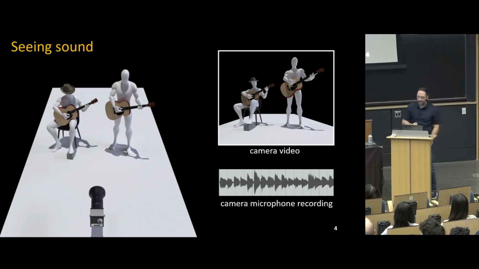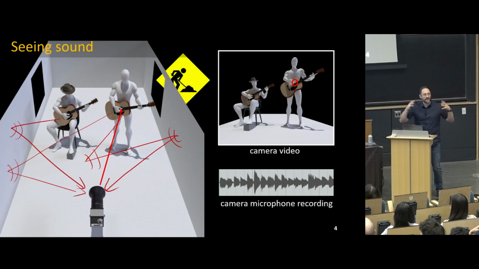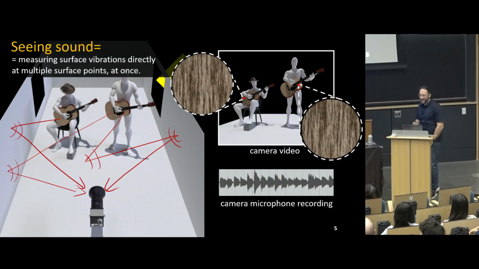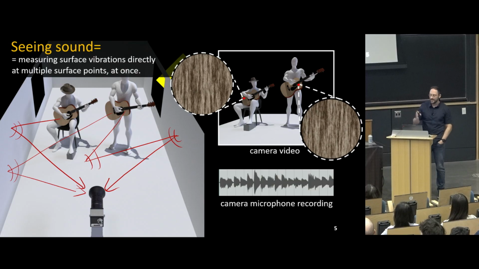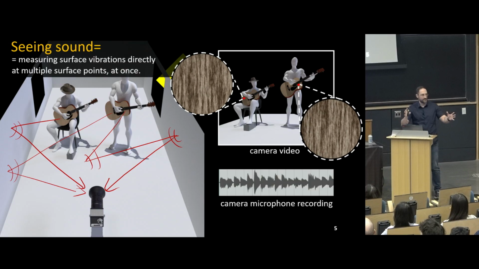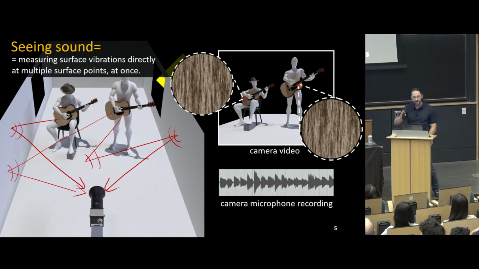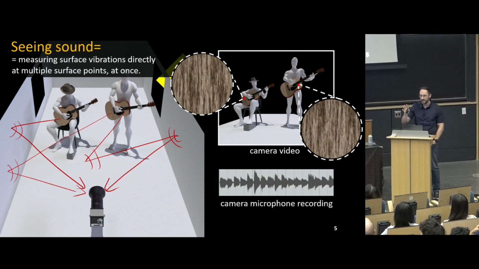Secondly, vision gives us information directly from the surface, right? Neglecting any atmospheric effects. But with hearing, you have no choice but to integrate the sound from the entire environment. So when I say scene sound, what I mean is the ability to measure vibrations remotely at the surface at multiple spatial locations at once.